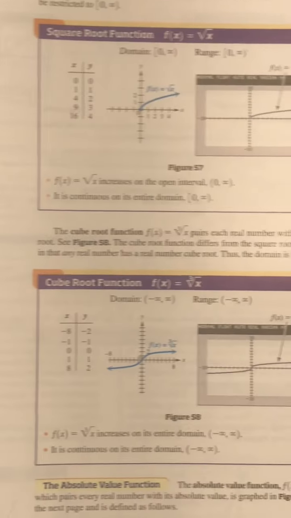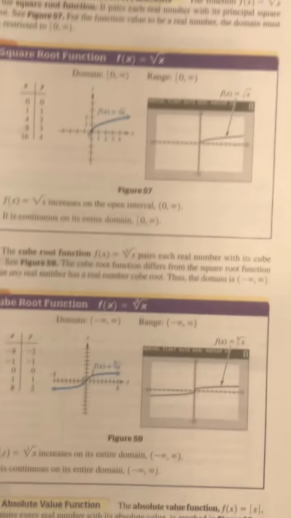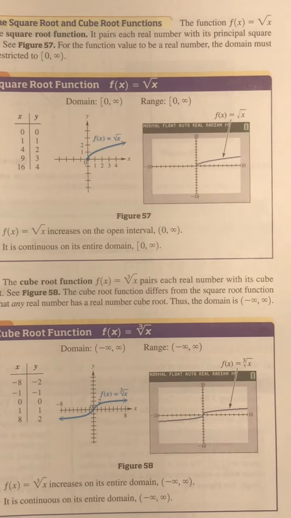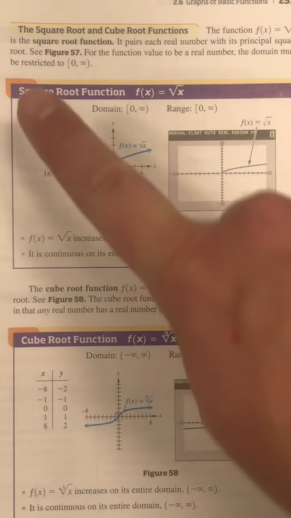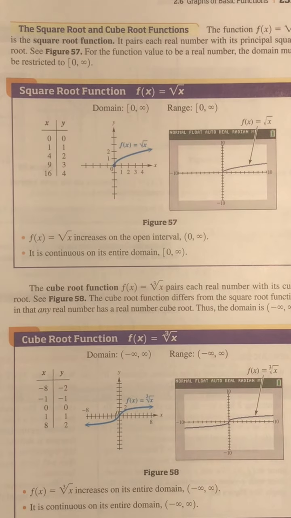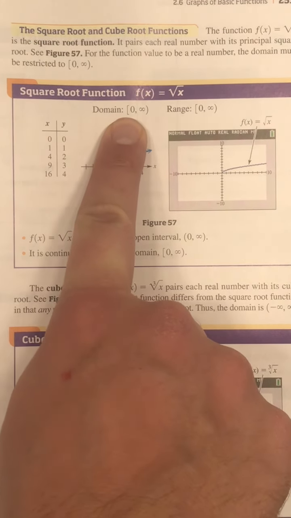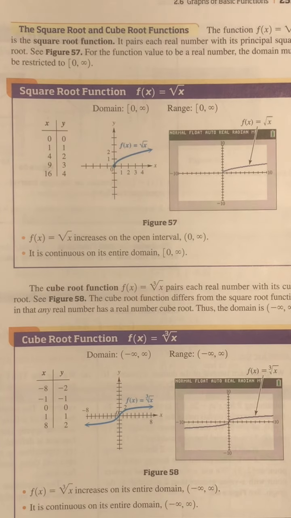The square root function does not have a domain of all real numbers, so we're looking up here at the square root function. We can't have a negative under a square root. Square root of 0 is 0, so 0 is okay. The domain is 0 to infinity, including 0. If we go any less than 0, we'd have a negative under the square root, which is not a real number, and we are working in the real number plane.